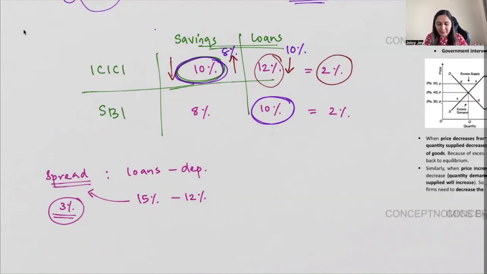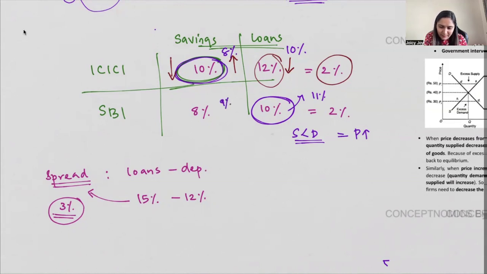Now come to SBI. SBI is facing the problem of excess demand for loans. So here what is the problem? Supply is less and demand is high. So what will happen? Price will be increased. So they will try to increase the price here, maybe to 11%. Accordingly, they will increase the deposit interest also to 9%.